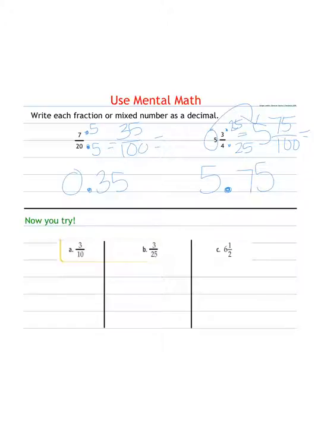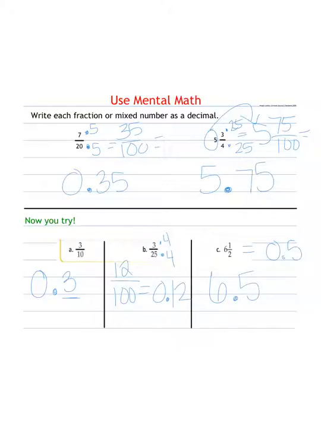3 tenths, I don't have to convert it because it's already a tenth on the bottom. So it would be 0.3 because this is my tenths place. 3/25 times 4 over 4. So 3 times 4 is 12. 25 times 4 is 100. So 12 hundredths is 0.12. And then 6 1/2. 1/2 we know is 0.5. So 6 1/2 would be 6.5.